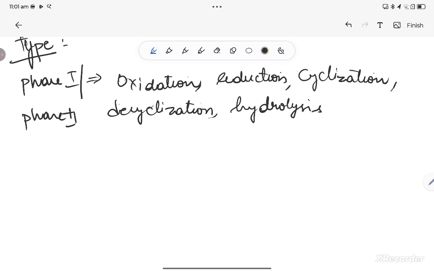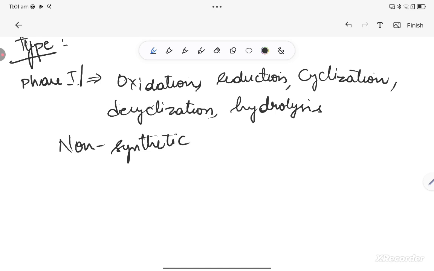Phase 1 reactions are also called non-synthetic reactions or functionalization transformation. Clear? And why are we reading this? Mainly because this helps us in the formation of a metabolite. This reaction helps us in the formation of a metabolite.